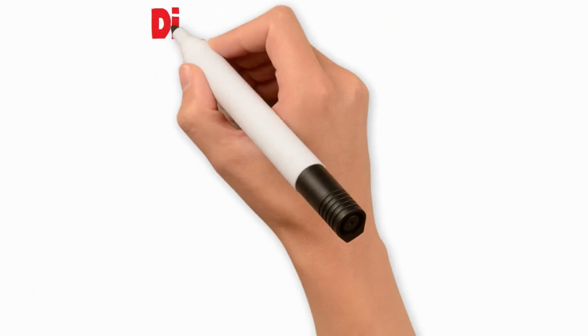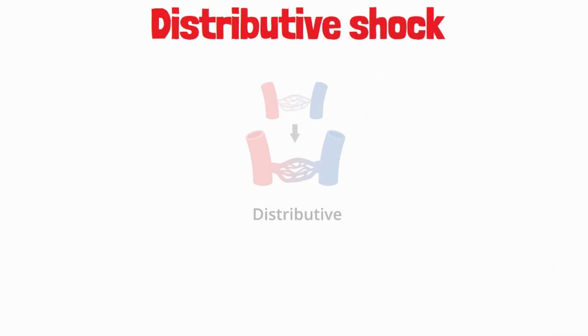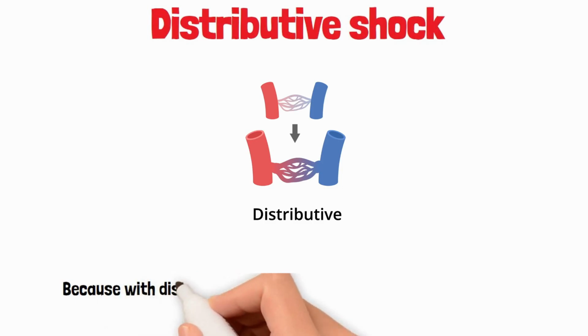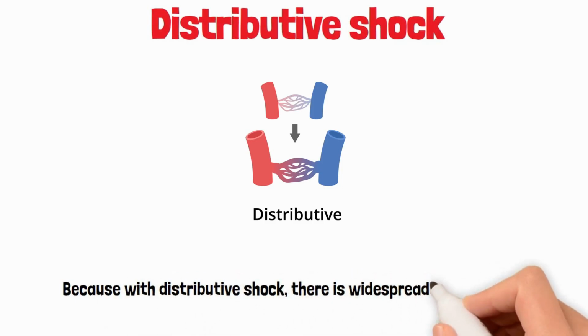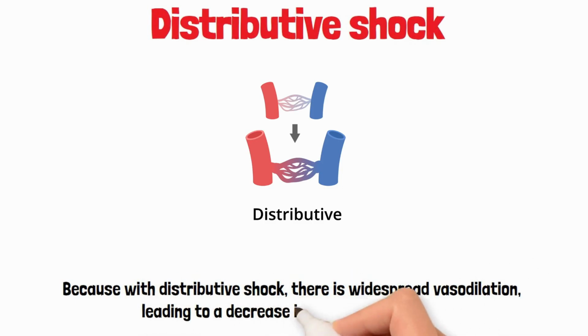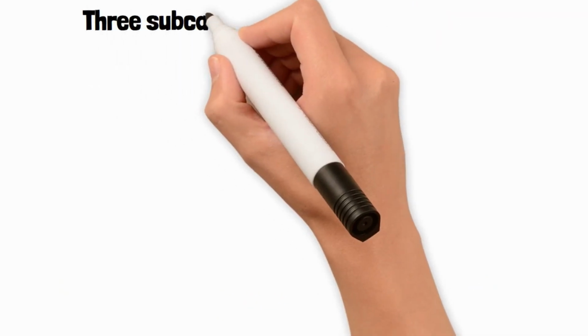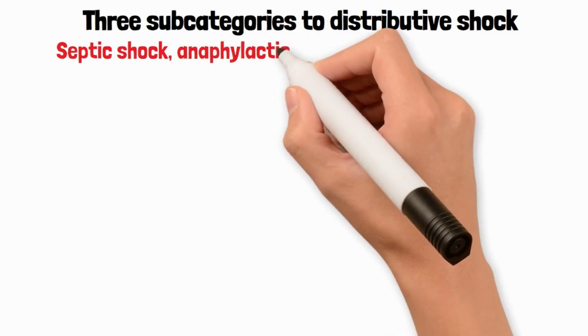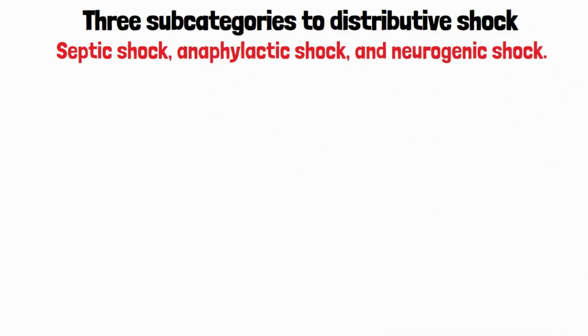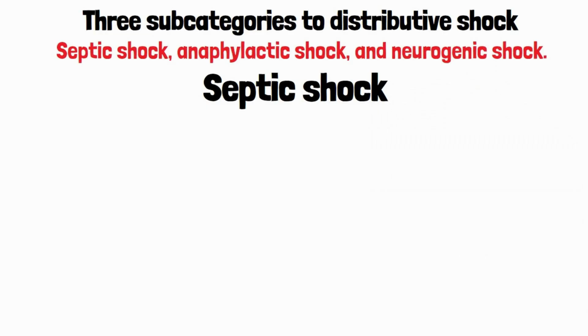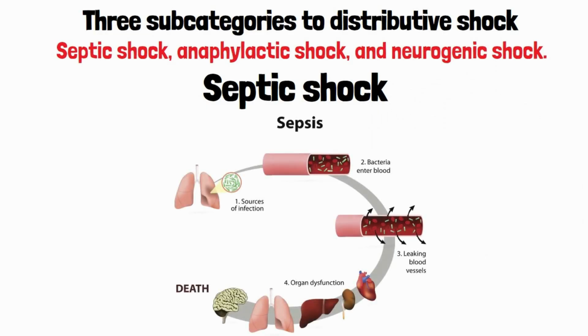The last type is distributive shock. With distributive shock, you can often remember vasodilate, because with distributive shock, there is widespread vasodilation leading to a decrease in circulatory volume. The three subcategories of distributive shock are septic shock, anaphylactic shock, and neurogenic shock. With septic shock, the body's reaction to an infection is resulting in systemic vasodilation, or the relaxing and dilating of the blood vessels throughout the body.